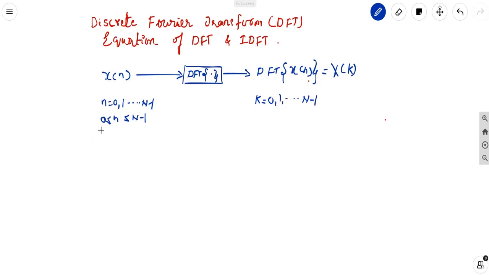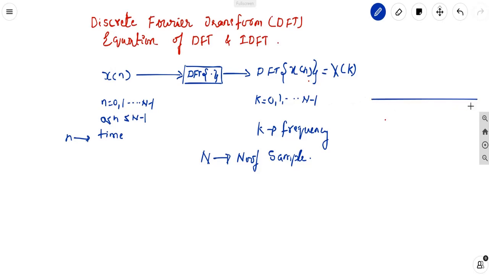Now n is defined in time domain, and k is defined in frequency domain. And I hope everyone knows what n is. n is the number of samples. So when we convert from analog to digital, that is when we do sampling, the number of samples we take, these are the number of samples here.